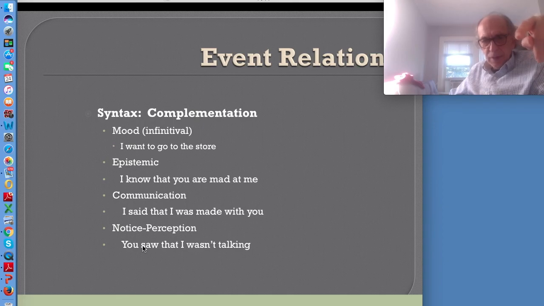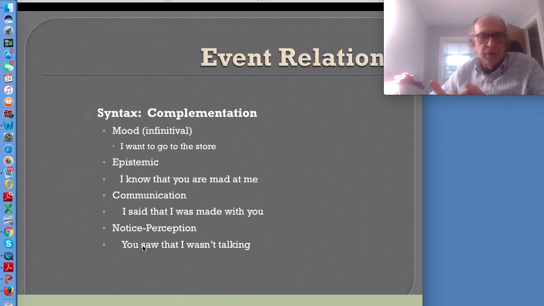They have a verb followed by a full sentence that says what's thought about: knowing, thought that, know that, understand that, epistemic. Communicated about, said, told you that I was angry with you. All of those are communication. Notice perception. You saw that I wasn't talking. Heard that I wasn't talking. Perceived, sensed, etc. Following me?